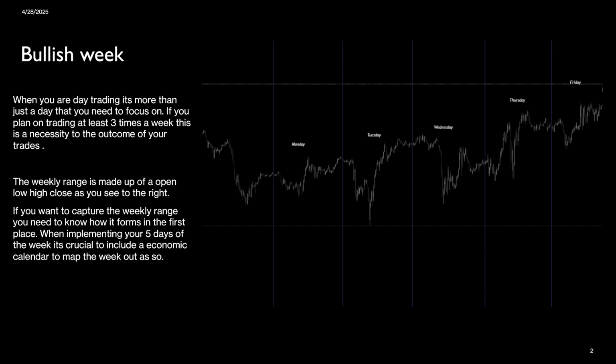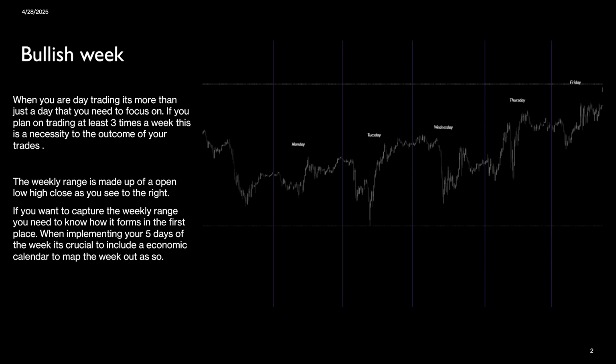And then I'll go ahead and get started with a bullish weekly profile. This is the most common one. There's a ton of these, and I can tell you how to find which one. But the most basic one is when you are day trading, it's more than just a day that you need to focus on. If you plan on trading at least 3 times a week, this is a necessity to the outcome of your trades. I promise you, it'll boost your trades. I wouldn't give you guys something that wouldn't make you more money.